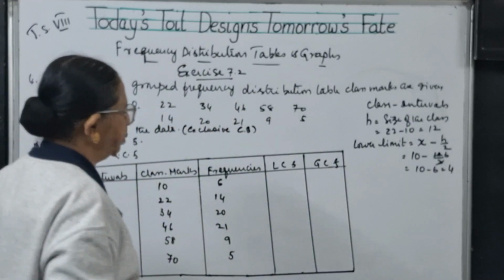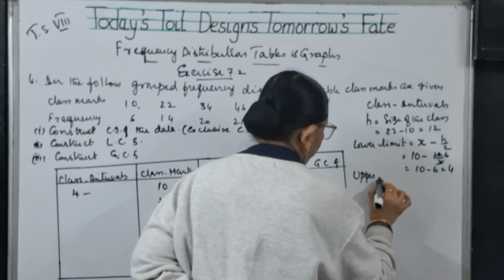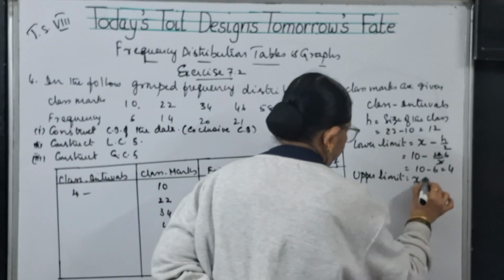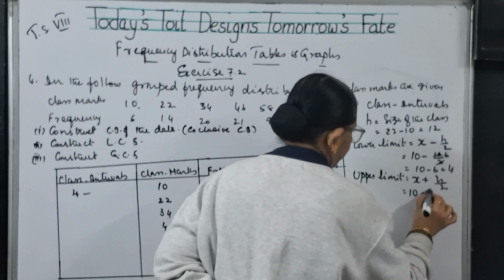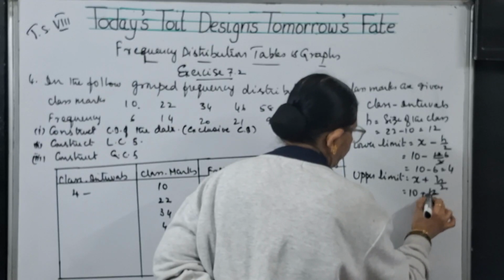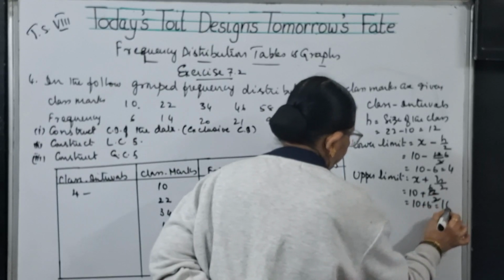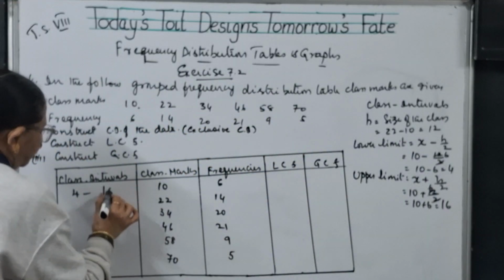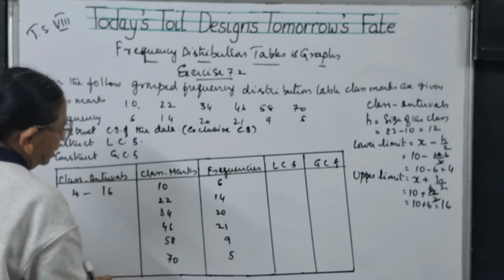Upper limit. What is upper limit? Upper limit is x plus h by 2. That is 10 plus 12 by 2, 10 plus 6, that is 16. So upper limit is 16. So after getting the first class interval, you can continue with the next classes.